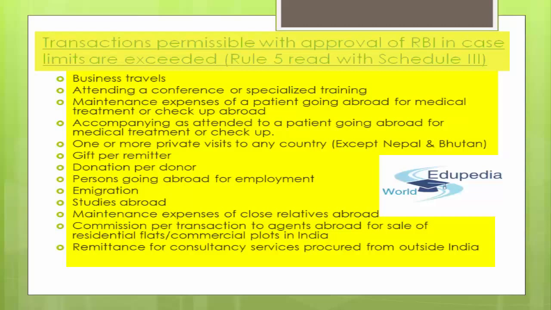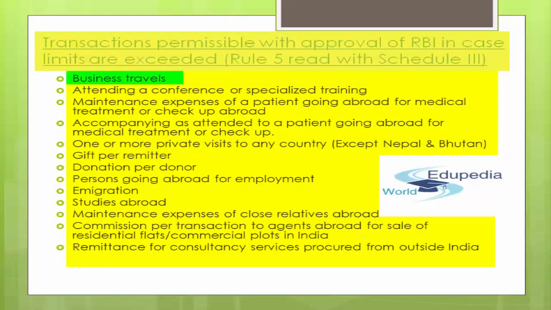And if in case you are exceeding that limit, then you need to have the approval of RBI. This has been mentioned in rule number 5, read with schedule 3. Now what are those transactions? Let's understand those transactions one after the other. So the number one is business travel.